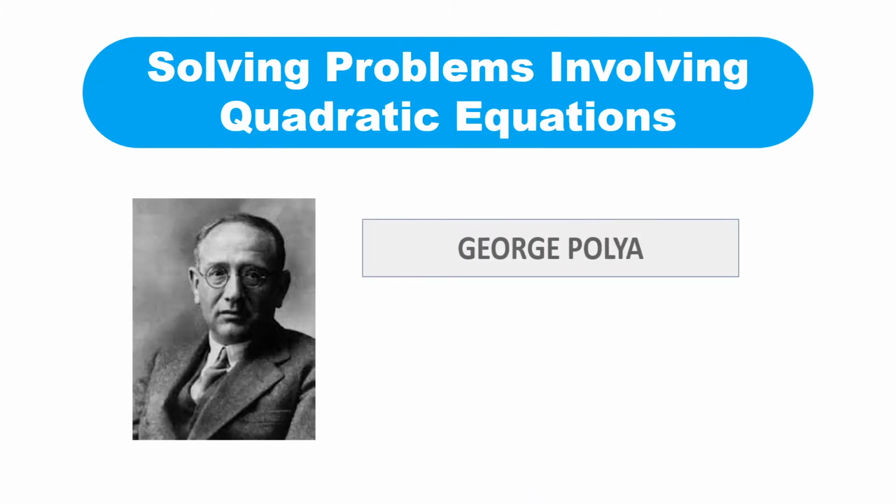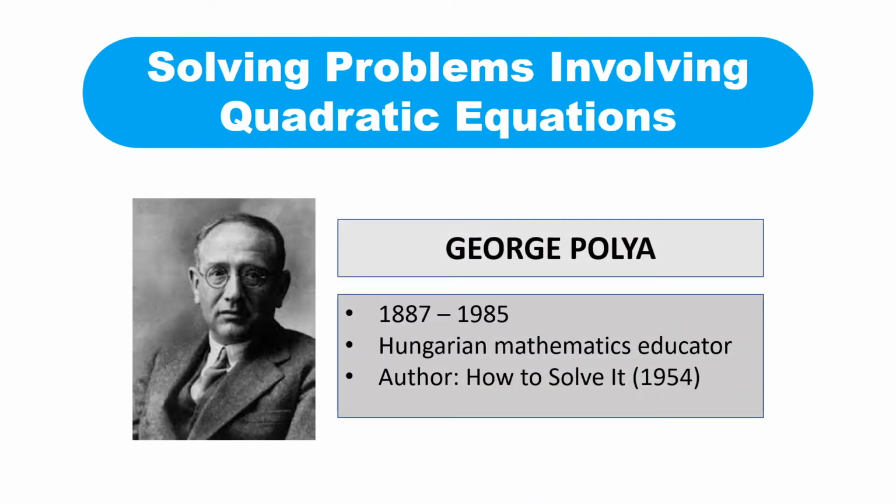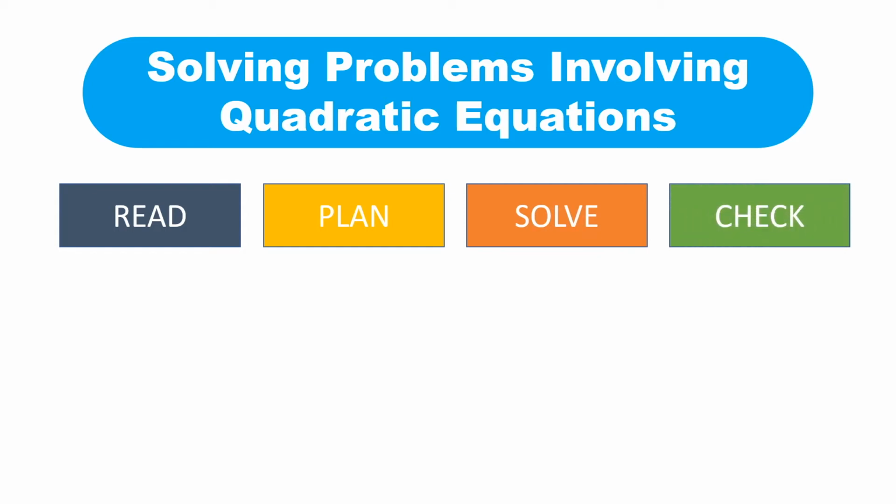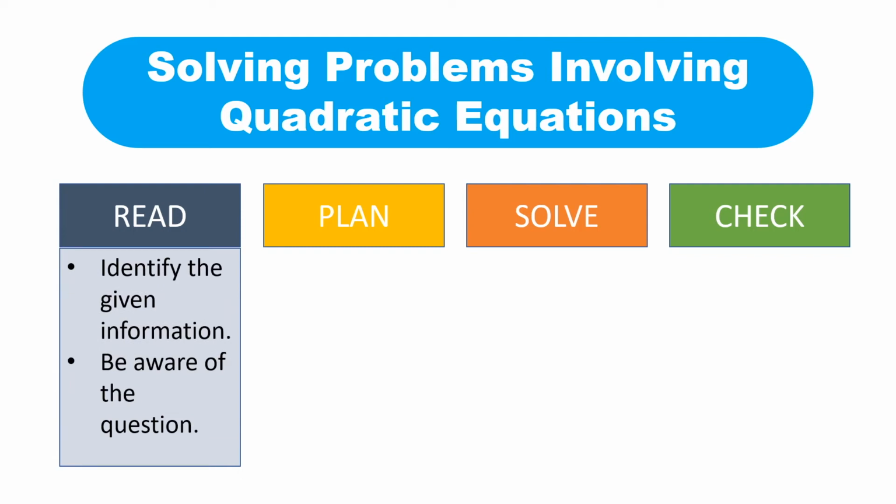In 1954, George Polya, a renowned Hungarian mathematics educator, authored the book How to Solve It. This book became a primary reference in teaching students how to become problem solvers. In this book, he suggested a four-step rule in solving problems, which we are briefly presenting as read, plan, solve, and check. When we read, we identify all given information, including the question asked in the problem.